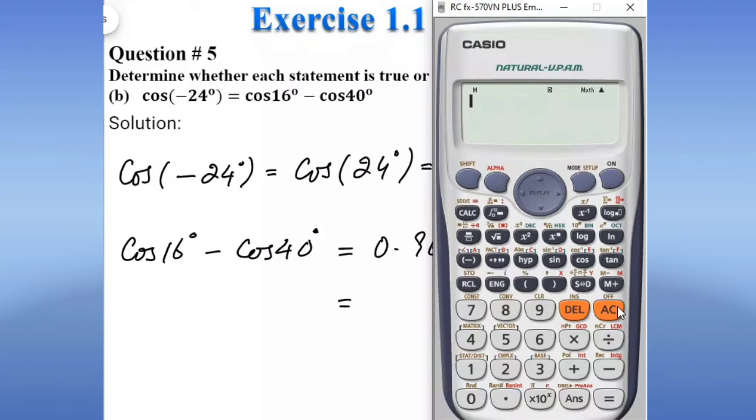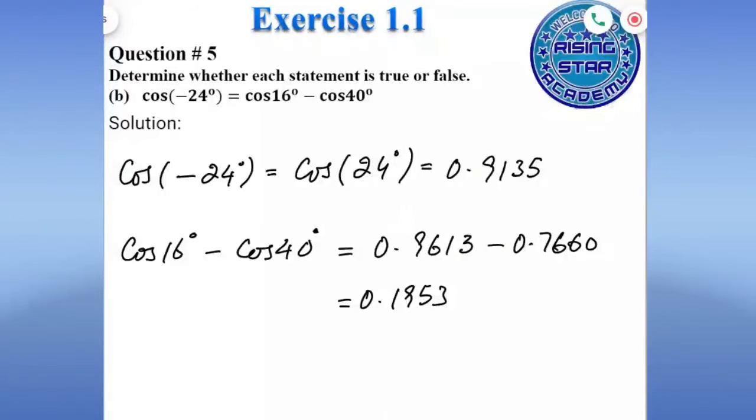Now I would subtract these answers. So 0.9613 minus 0.7660. So my answer would be 0.1953. Okay. So here you can see that both our answers are not equal. So it would be false.